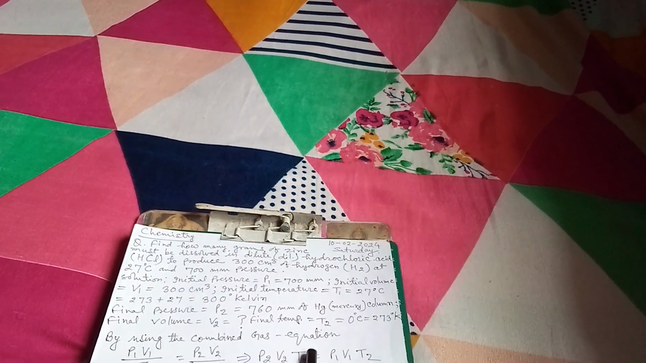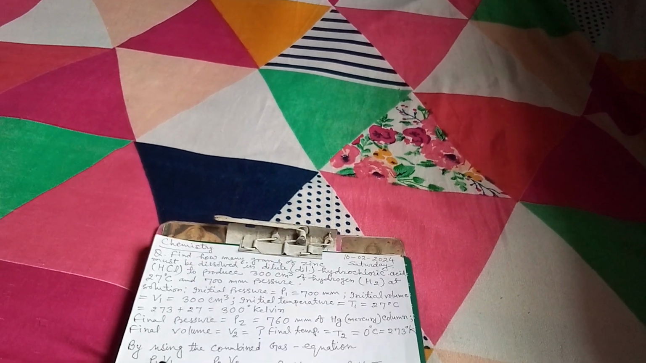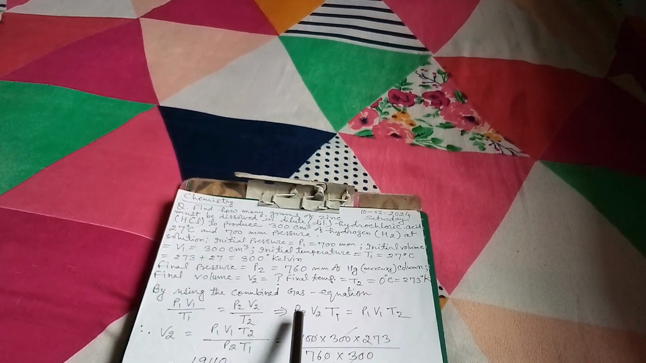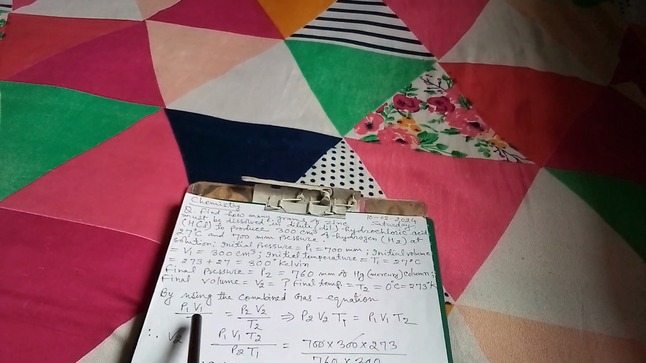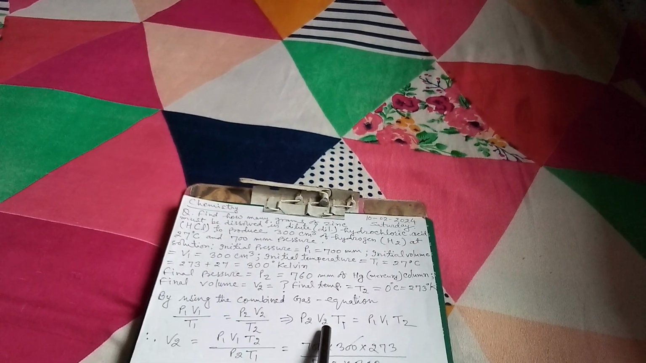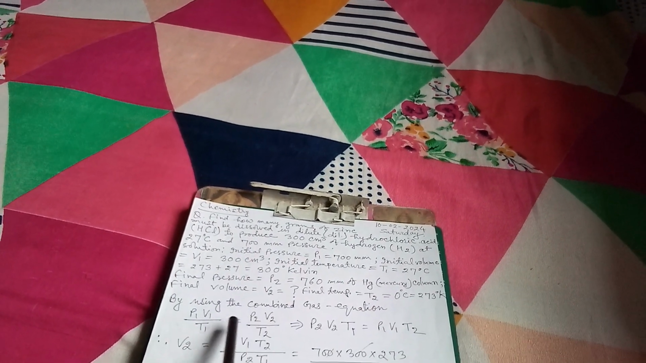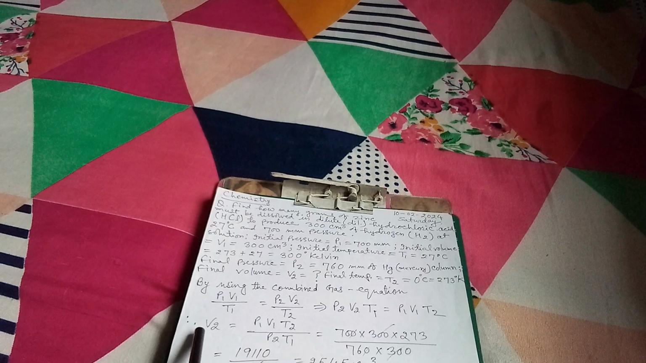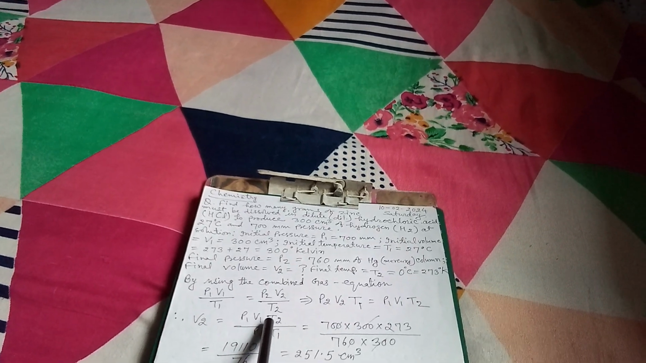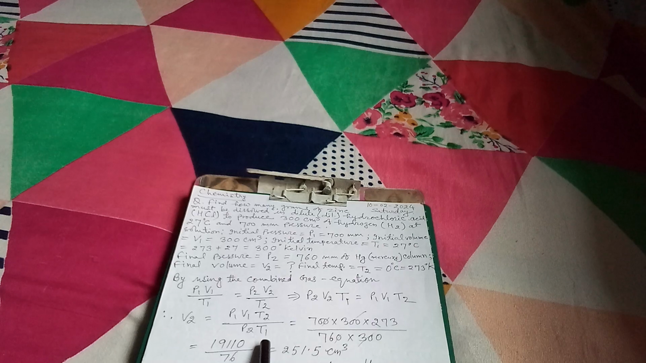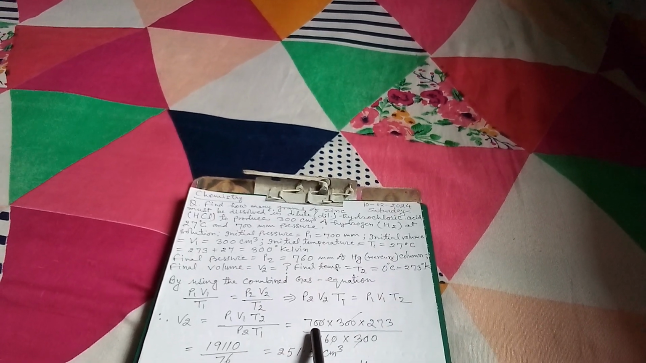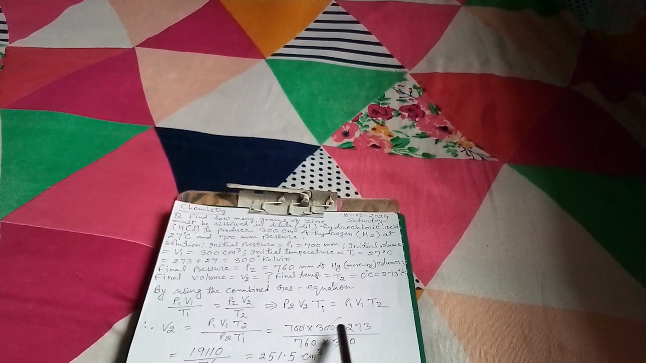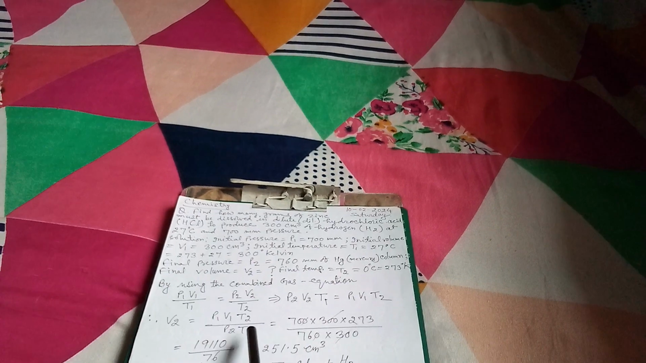Now by using the combined gas equation, we know that P1 V1 by T1 equals P2 V2 by T2. V2 we have to find out, so by crisscross multiplication, P2 V2 T1 equals P1 V1 T2. Therefore V2 equals P1 V1 T2 by P2 T1. Now we are putting in the values: P1 is 700, V1 is 300, T2 is 273, by P2 is 760, T1 is 300.